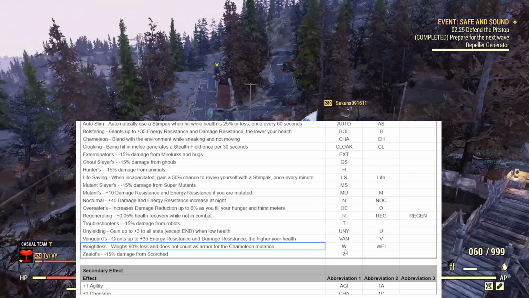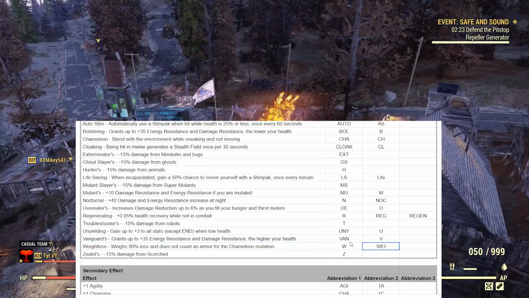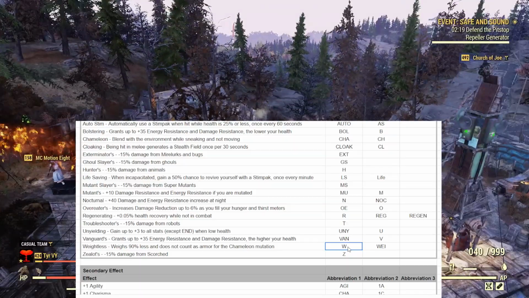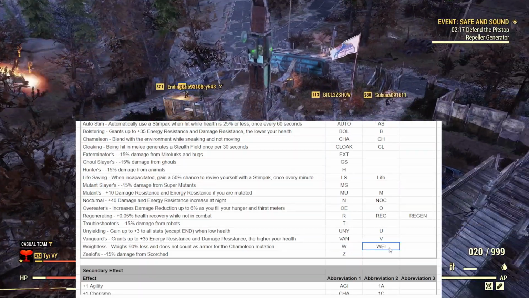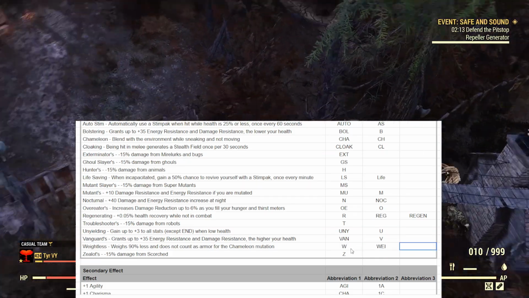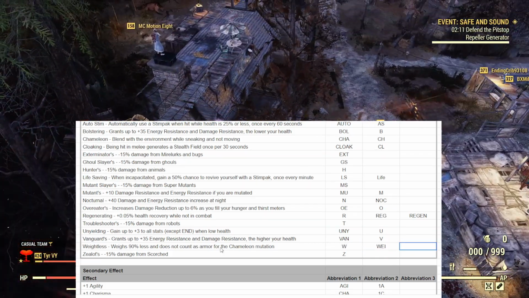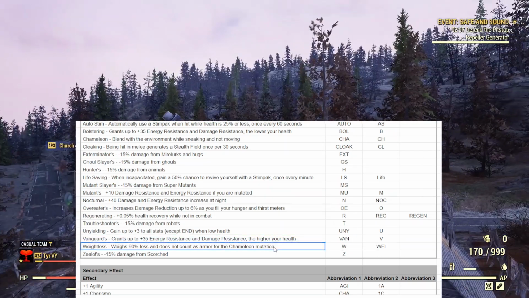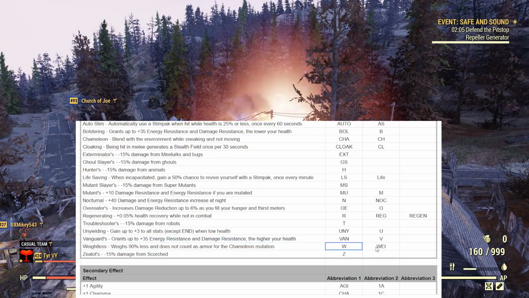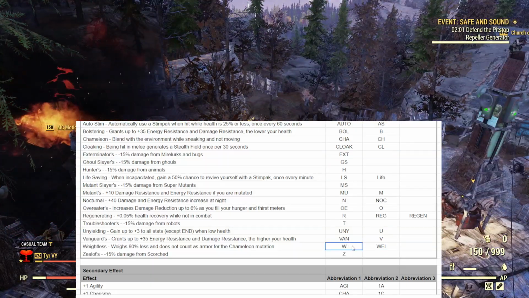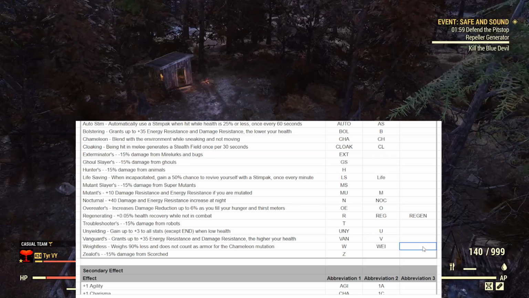Then we have weightless. That is a little bit different to the weightless effect for the weapons. For the armor, it's typically referred to as just W or WEI. However, I have seen some people refer to it as 90 as well, or 90W, but this effect isn't really that sought out, so either one of those will work, and if someone's confused, just tell them what you mean. W, WEI, or 90W.